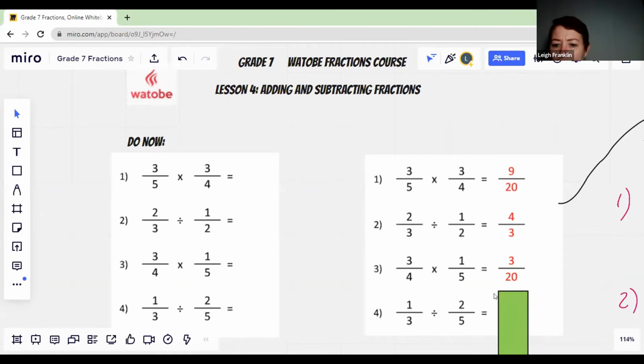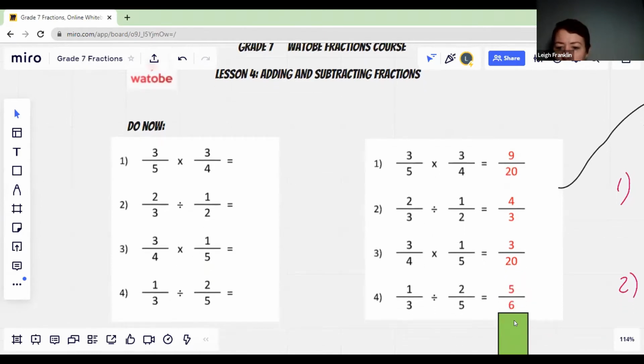Good job. Okay, and then Baja, I'm going to call on you. What did you get for number 4, please, Baja? I got 1 over 2. You got 1 over 2. Okay, I didn't get 1 over 2. I got 5 over 6. How did you get 1 over 2?